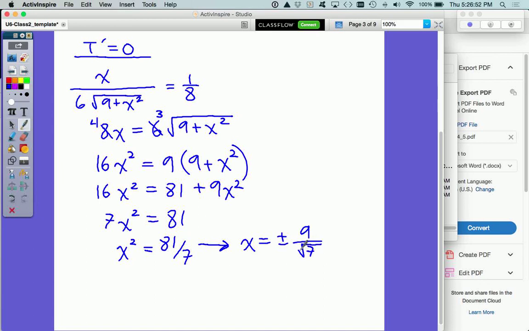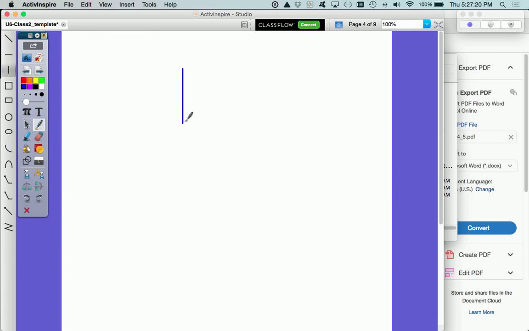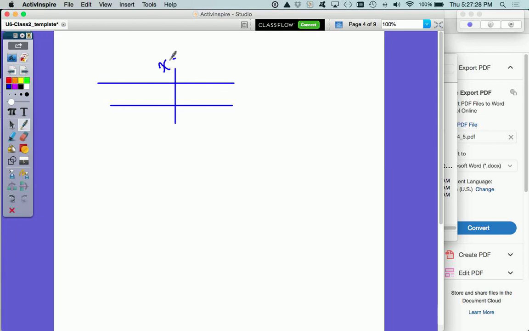But we already said that my domain has to be greater than 0. So I know that that is extraneous. And so my only root is x equals 9 over the square root of 7 kilometers. That's my only critical value. And so now I just need to test that critical value. So I set up my labeled sign chart. I'm going to have one vertical bar and, as always, 2 horizontal bars. My vertical bar is going to be x equals 9 over the square root of 7.